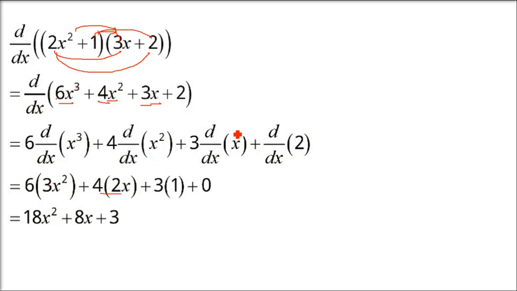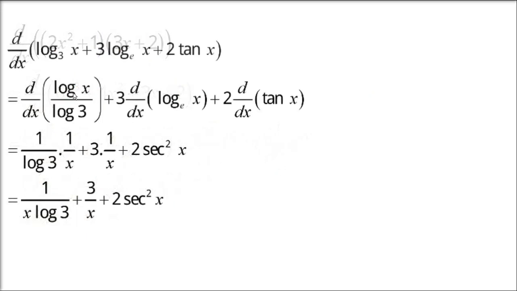Okay. Now this 6 take outside, x cube is 3x square. First one is done. 4 take outside, x square is 2x. This is 8x. Come to here, 3 comes out, d by dx of x is 1. So x to the power 1, x to the power n minus 1, 1 minus 1, so anything to the power 0 is 1. So this is 1. Now coming to the constant, you know constant differentiation is 0. So make it 0. What do you get? 18x square, 8x and 3. Okay, d by dx of these three terms.